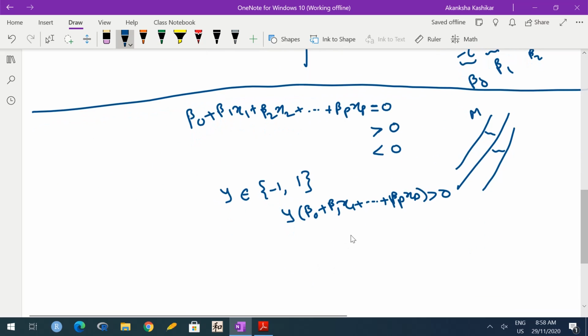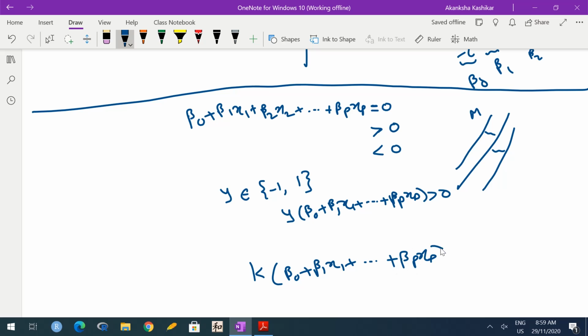Does the equation of this hyperplane, beta naught plus beta 1 and so on, have any other significance? Another important point is, if beta naught plus beta 1 x1 plus beta p xp is 0, then any multiple of it is also going to be 0. So k times (beta naught plus beta 1 x1 plus beta p xp) would also be 0. Let us make use of this property to simplify our life further.